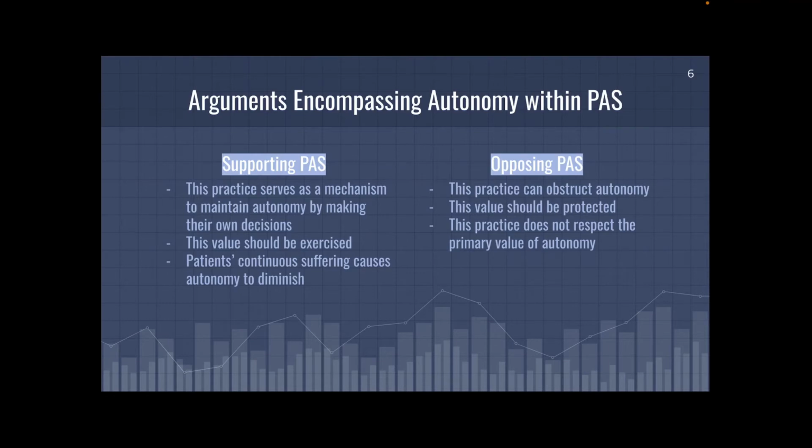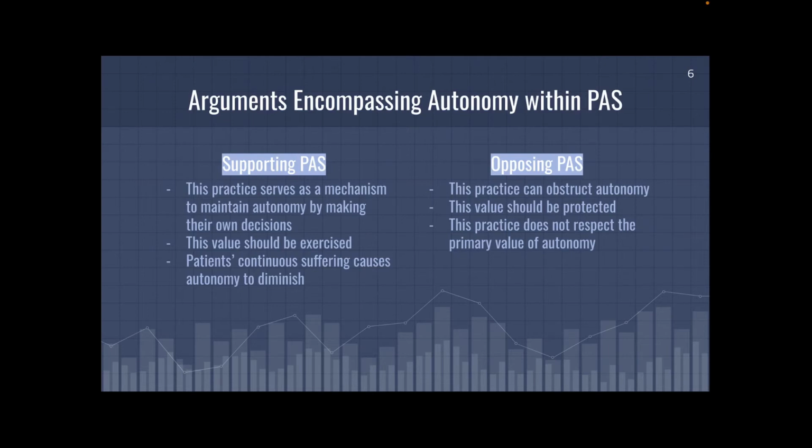As for the opposing side, some say that this practice obstructs autonomy. Although a person would end their life, their autonomy was exercised in the process, as they made the most beneficial decision for their condition. This also goes along with the claim that autonomy should be protected, but if this value is not used, an individual would have no choice but to continue their suffering through a terminal illness, which would have no cure. The last idea is that assisted suicide does not respect this value.